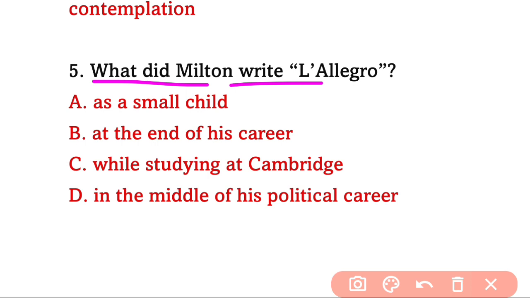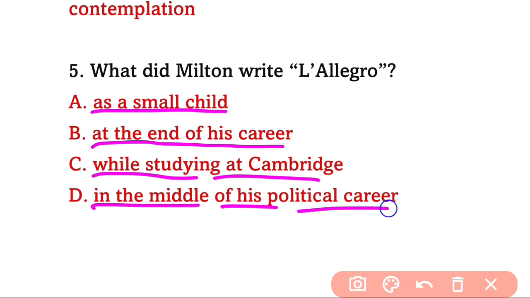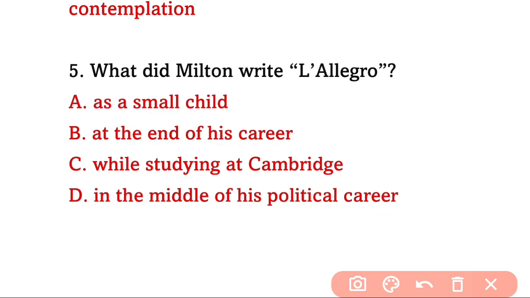Next question, question number 5. When did Milton write Allegro? What will be the answer? As a small child, at the end of his career, while studying at Cambridge, or in the middle of his political career. The answer will be while studying at Cambridge. Option C is correct.